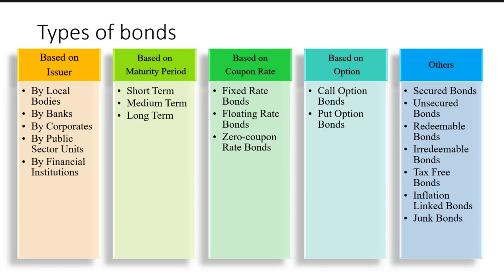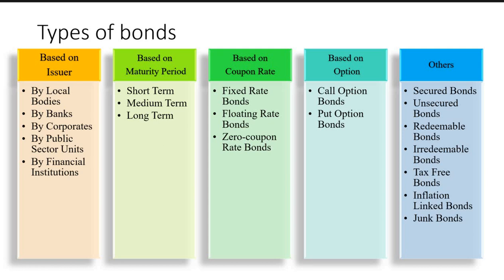Next, on the basis of option. What an option is, we can see while studying these types in detail, but for the time being there are two types on the basis of option: call option bond and put option bond. What call option and put option are, we will see in further classes. Next is others, whatever comes apart from that. First is secured bonds, second unsecured bonds, redeemable bonds, irredeemable bonds, tax-free bonds, inflation-linked bonds, junk bonds. So like that we categorized different bonds as per issuer, maturity period, coupon rate, and other categories.